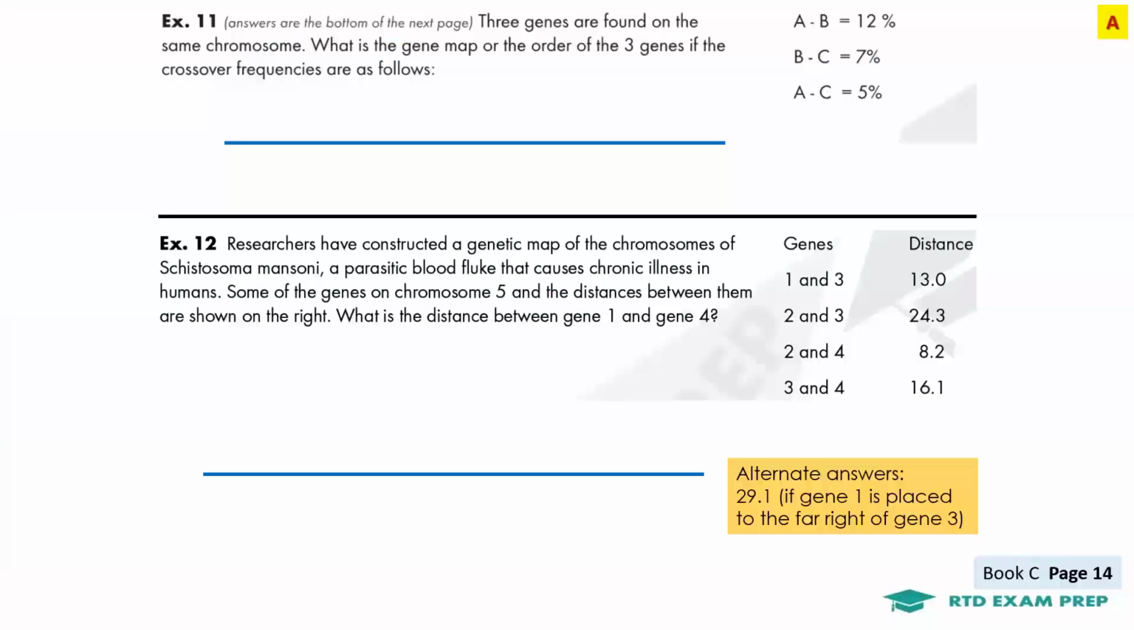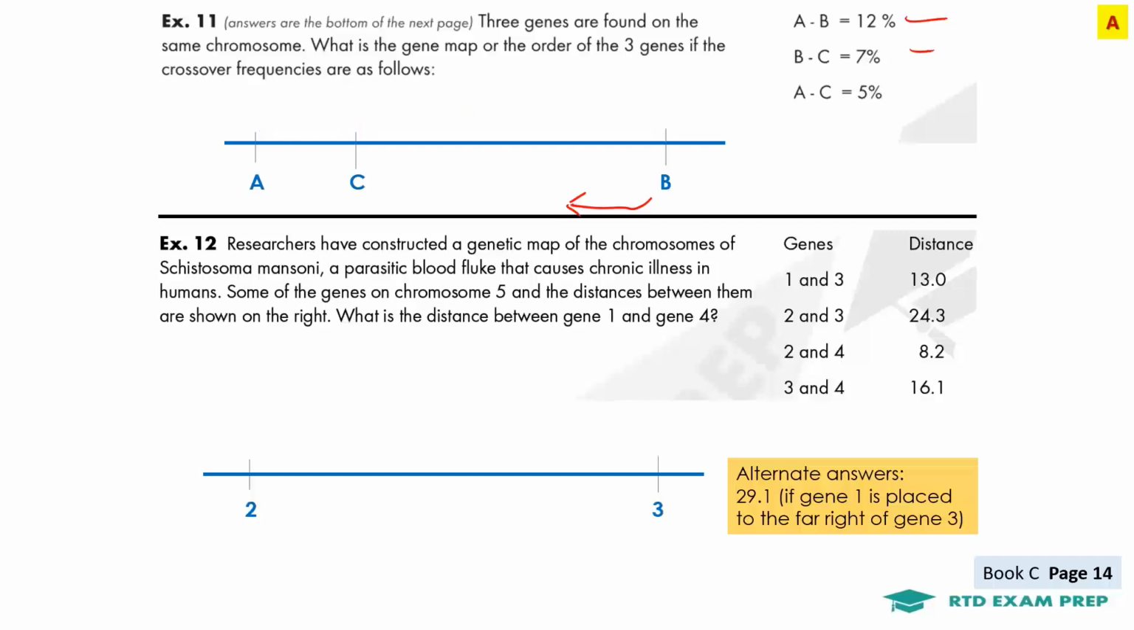So example 11. If you've already tried these before, put me on pause and give it a go. For those who are, work with me. When we take a crossover frequency and we're calculating our gene map, the key is always begin with the longest. Put it on our map. A to B is 12 map units. If possible, always work inwards. Find the next longest one. So I see B to C is 7 and A to C is 5.